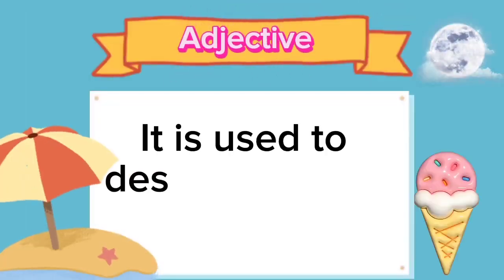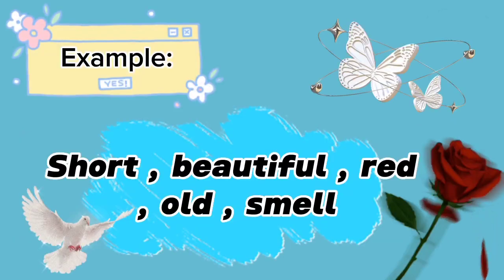Adjective. It is used to describe a noun or a pronoun. Example: beautiful, red, old, smell.